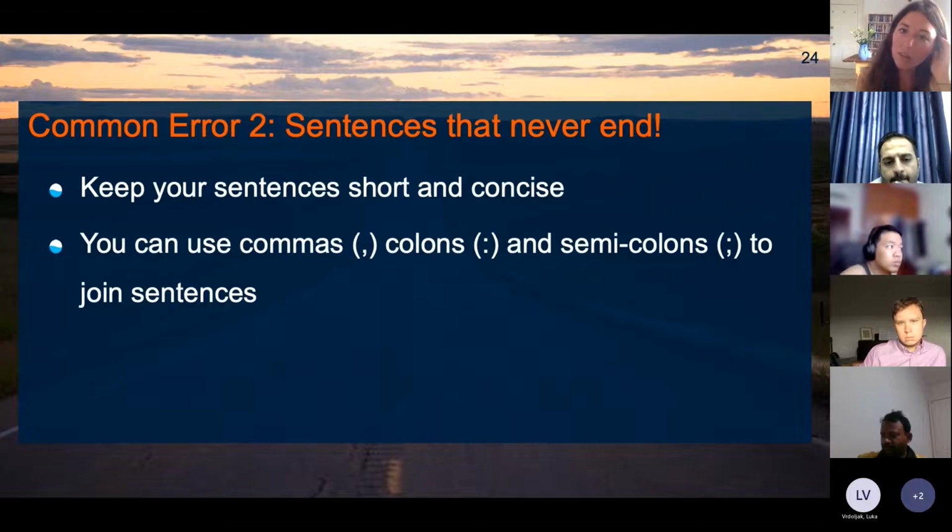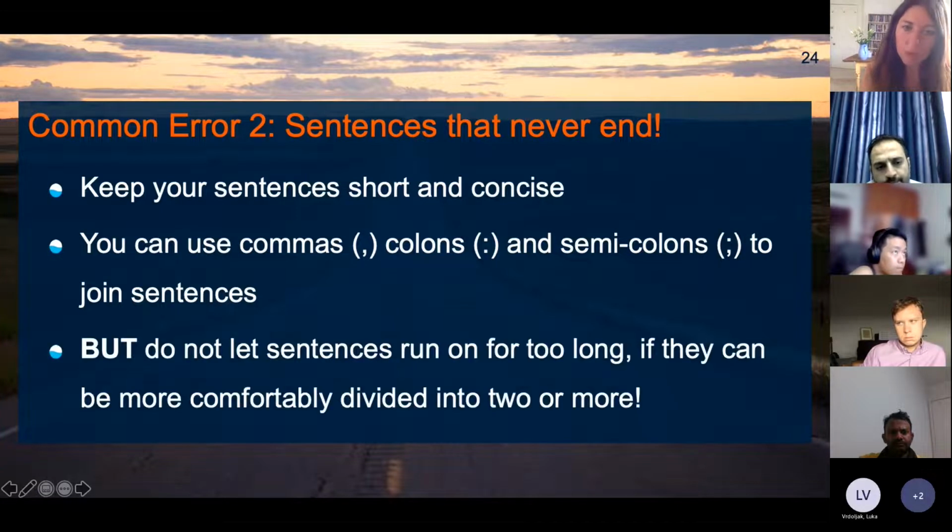You can use commas, colons, semicolons to join sentences as long as it's done in a correct way, which is why I'd recommend you have a look at that Eats, Shoots & Leaves book. It's really helpful with that. But do not let sentences run on for too long. If they can be comfortably divided into, say, two or more, just try and keep it as short and concise as you possibly can.